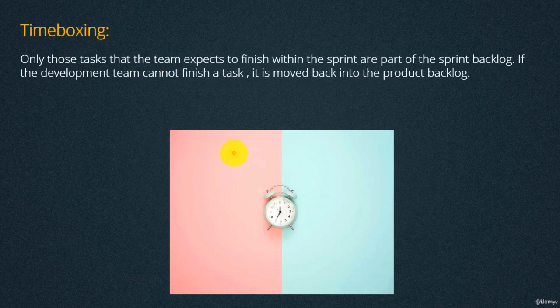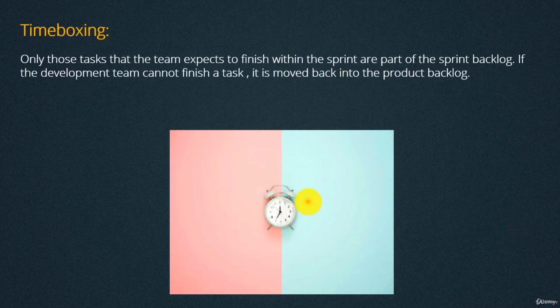Another important definition is time boxing. So inside your sprint, you should only add the tasks that you expect to finish within this sprint. If you are expecting that you cannot finish a task, then you should move it back to the product backlog. So how do we do time boxing? We do it using something that's called a planning poker at the beginning of the sprint.